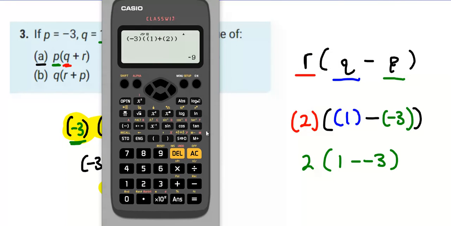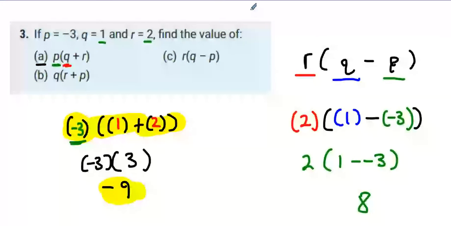All right, guys, look at this. We go 2 into, what's a 1 minus 3, 3? Like that. The answer is 8. I think that's the correct answer, actually. And this one here will be what? 2 times 1 plus 3, which is 4. 2 times 4, also 8. So whatever way it works. Is that all right? Okay.